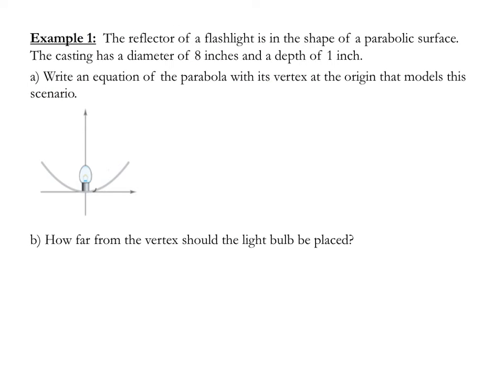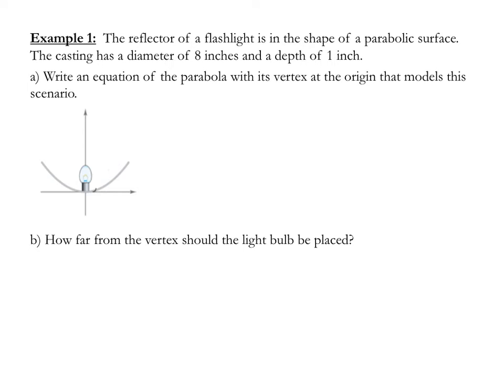So here on this page, it says the reflector of a flashlight is the shape of a parabolic surface. The casting has a diameter of 8 inches and a depth of 1 inch. Write an equation of the parabola with its vertex at the origin that models this scenario. So I already sketched this out for you. We just need to fill in what we know.